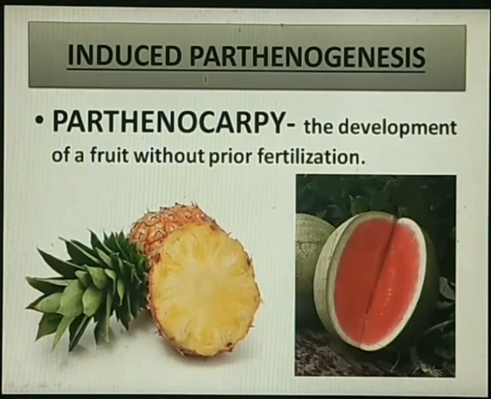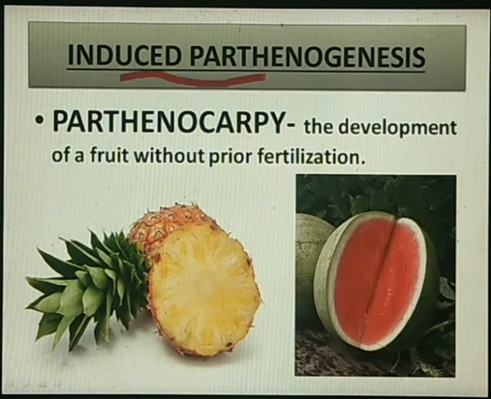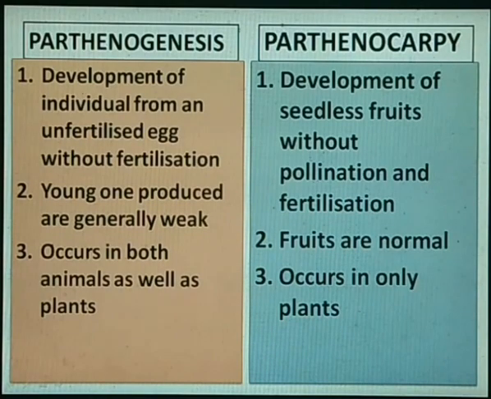The natural parthenogenesis which is observed in nature is now used in agricultural fields, wherein it is induced. So it is called induced parthenogenesis and it is artificially done in the farm, wherein physical as well as chemical treatments are given. The difference between parthenogenesis and parthenocarpy is that in parthenogenesis individuals are formed, whereas in parthenocarpy seedless fruits are formed.